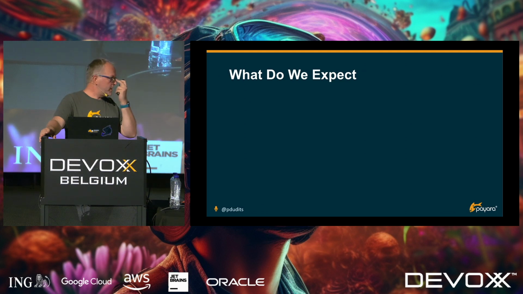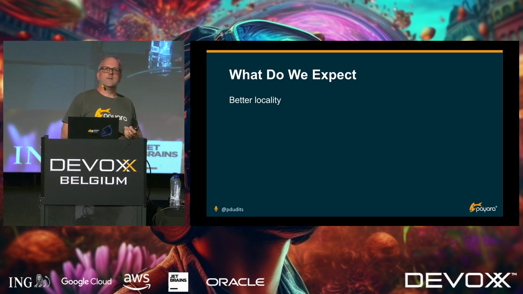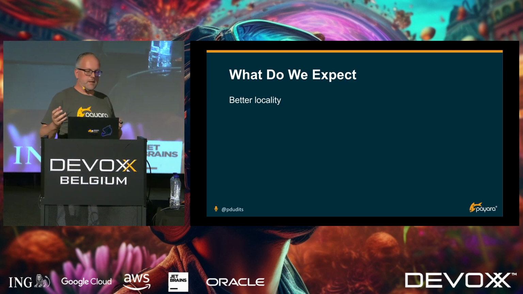Right, and what do we expect when we do this? At least my expectations were, and I think they were quite satisfied, is to have exactly that better locality. So I can directly jump in the IDE and see where a particular value is coming from, and have it close to each other with the markup I'm producing.